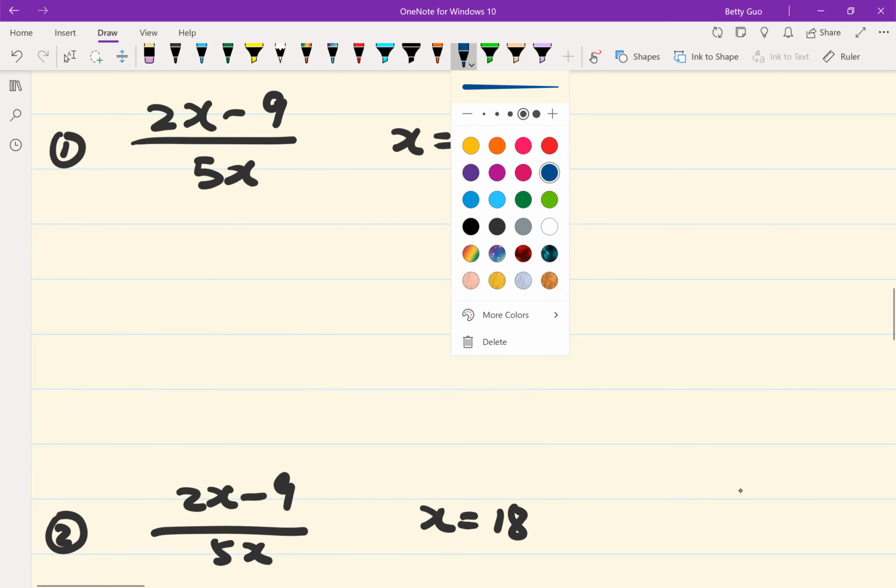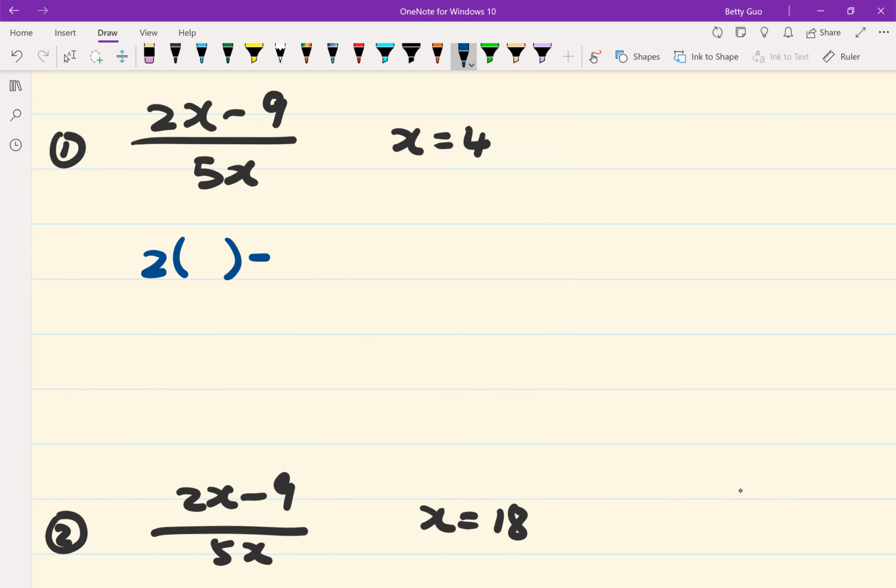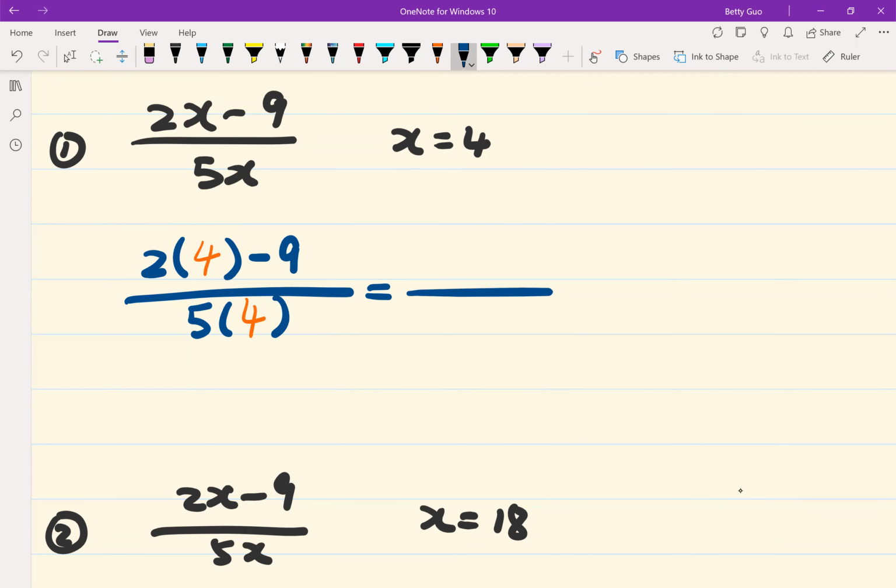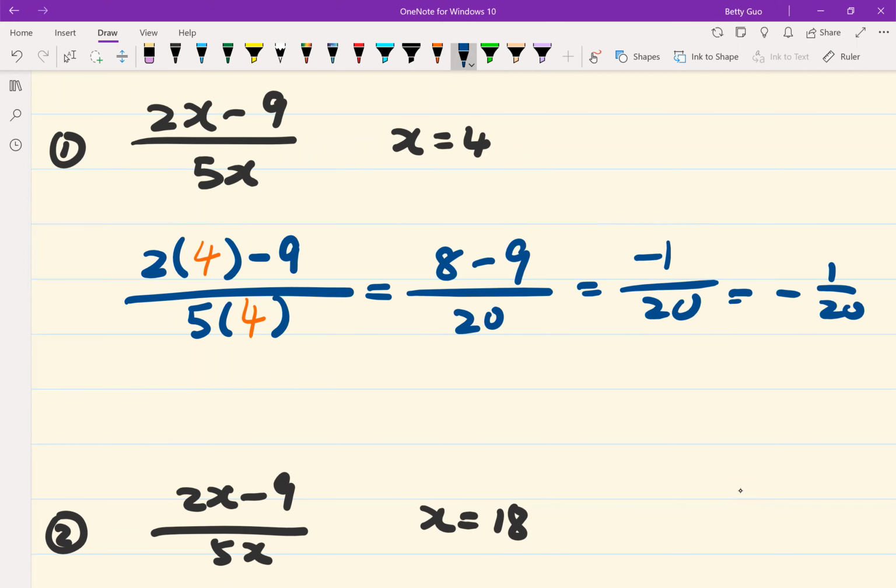Two x. So I would use parentheses to hold the place for variable x first, and then put the value 4 in the parentheses, and then evaluate. Numerator, multiplication before subtraction. 2 times 4 is 8. 8 minus 9. Denominator, 5 times 4 is 20. Numerator, 8 minus 9 is negative 1. So the answer is negative 1 over 20.